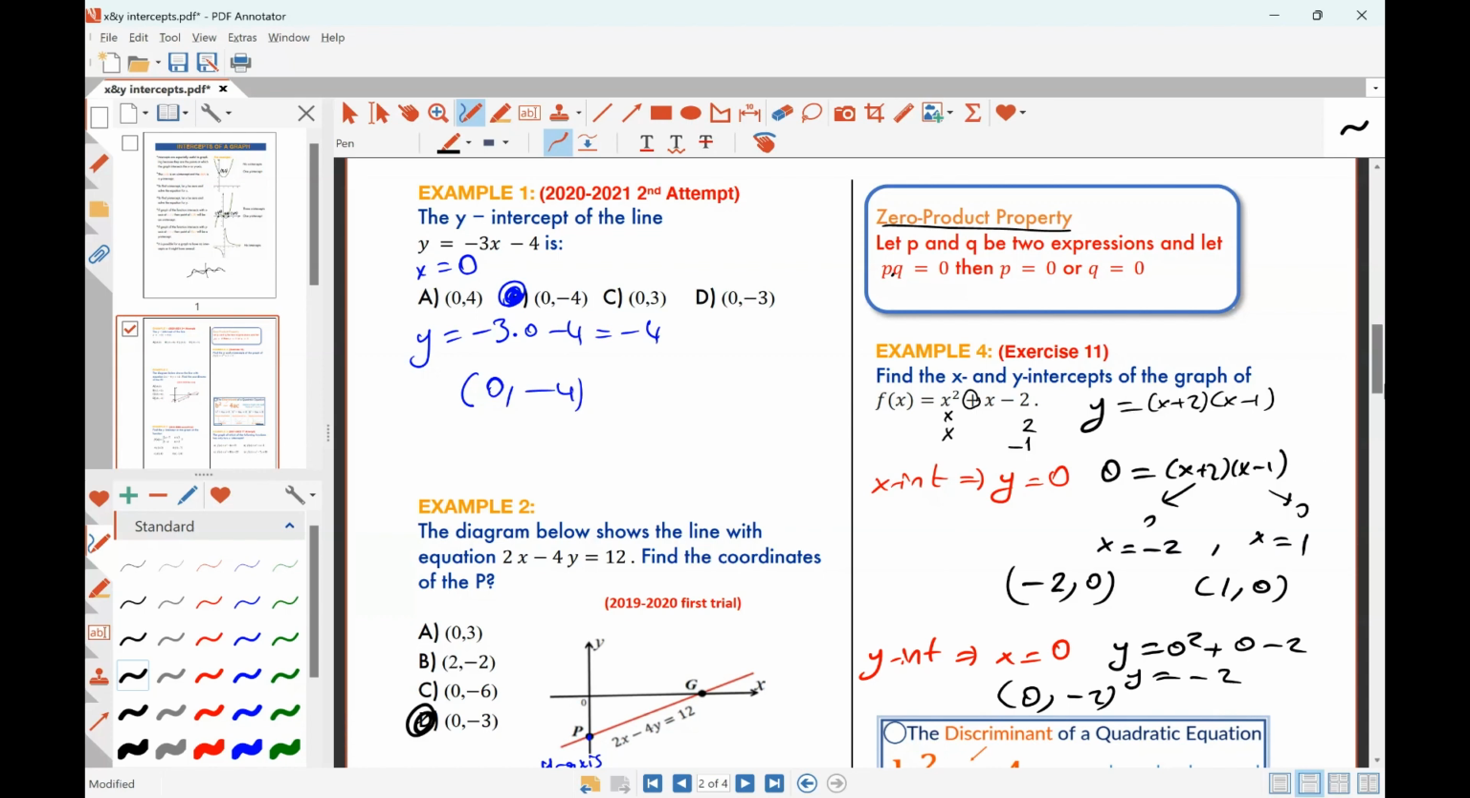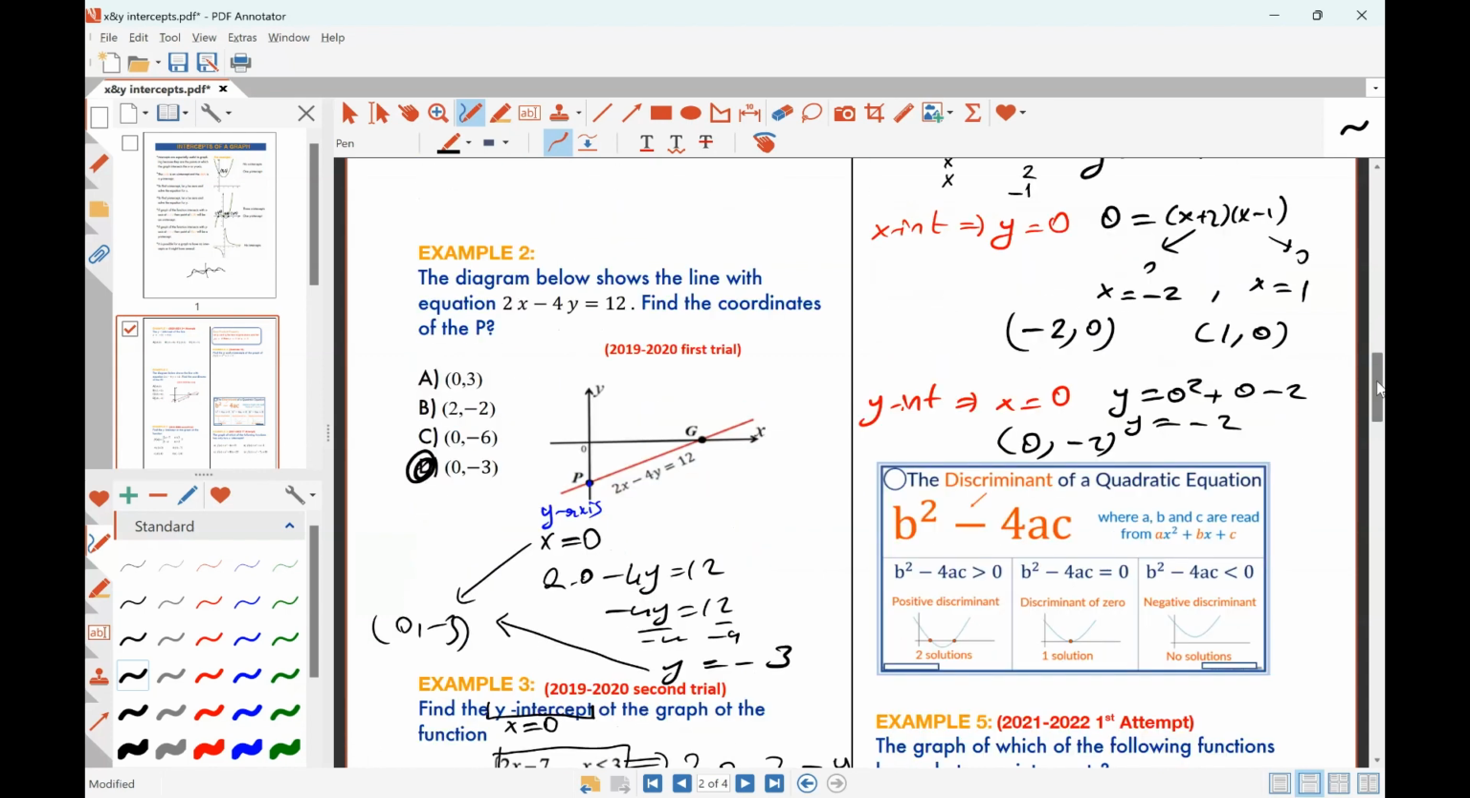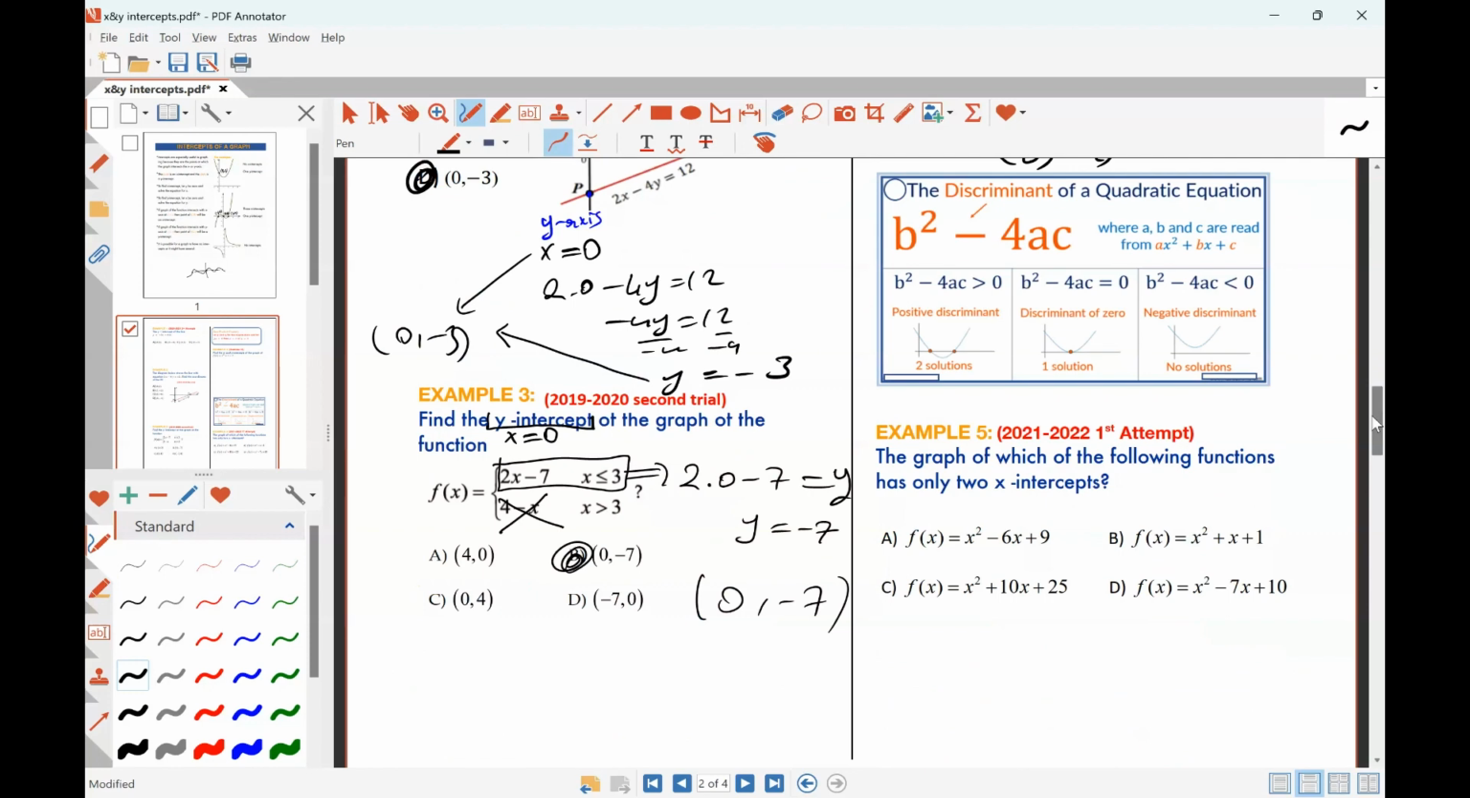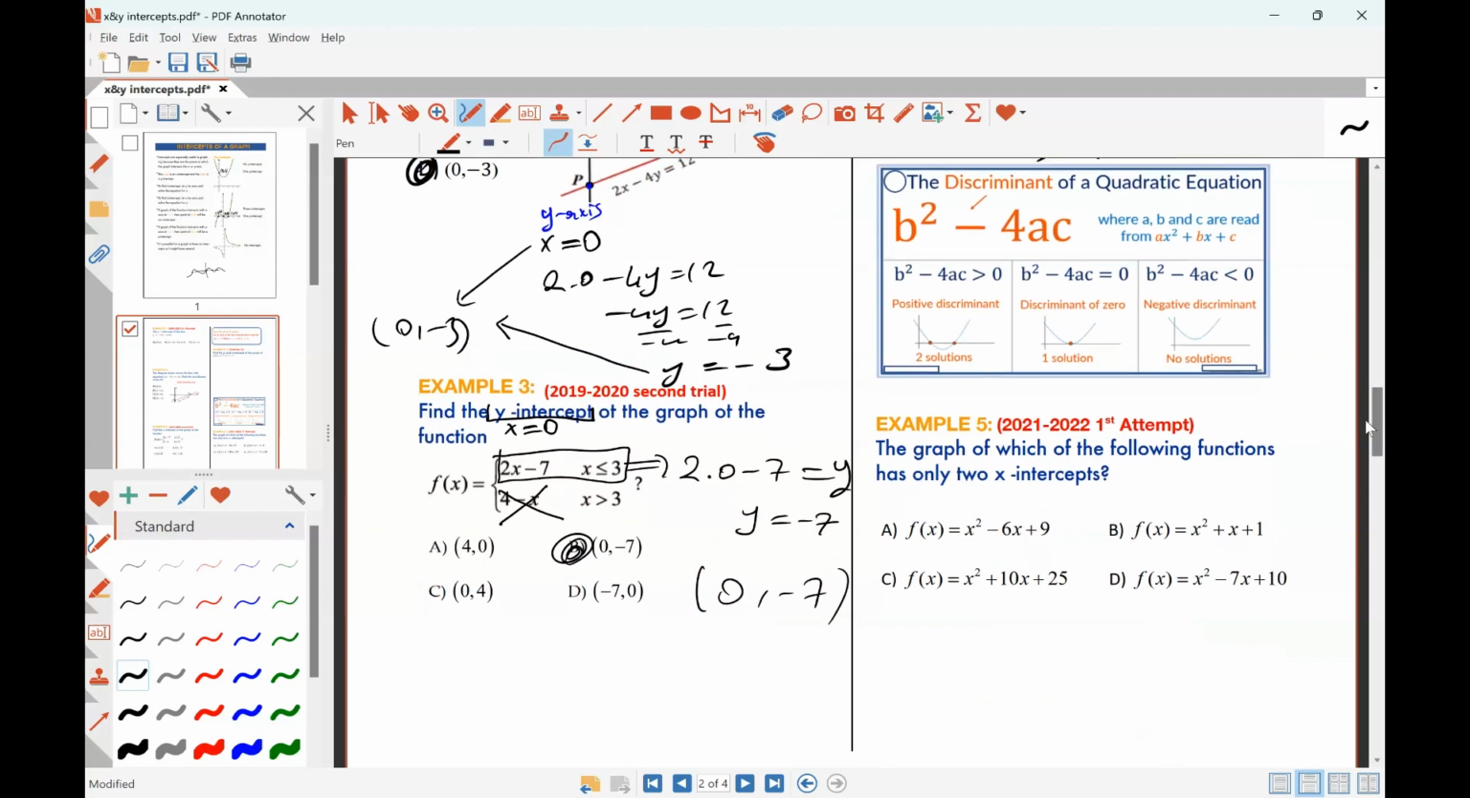Let's move on. Let's solve a ministry question, a 2022 first attempt ministry question. The graph of which of the following functions has only two x-intercepts? So the first method that may come to mind is using factorization.